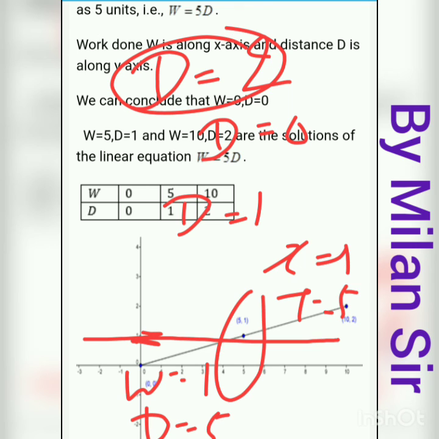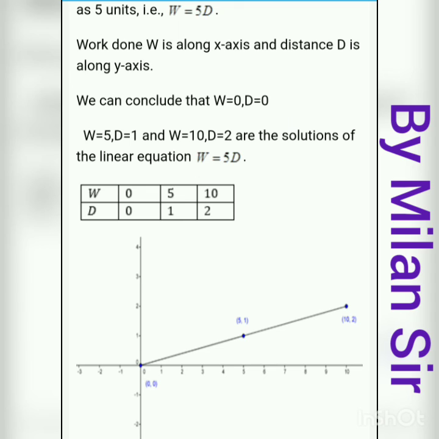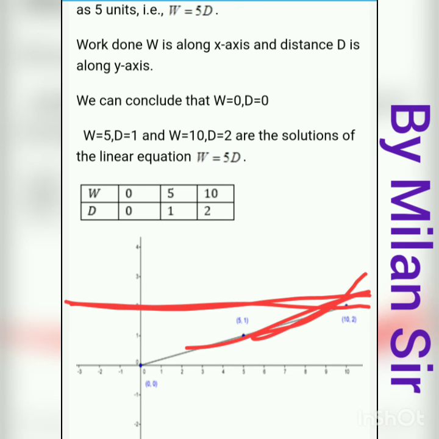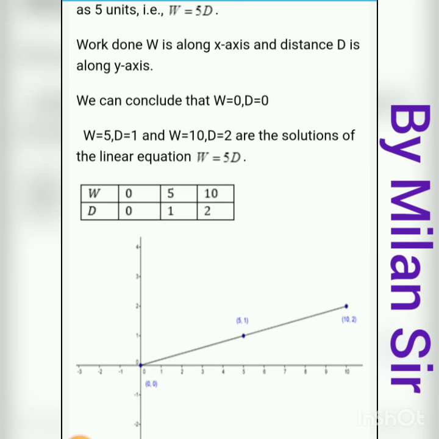Okay, for 0 units and 1 unit, but we need to find it for 2 units. For 0 units we get the answer 0. Now we need to check for 2 units. So where we have 2 units here, just find the intersection point of this line. Here we have the intersection point of the line. Now extend here. So this is our point. Now just check the value on the x axis. That is your answer for W, 10.